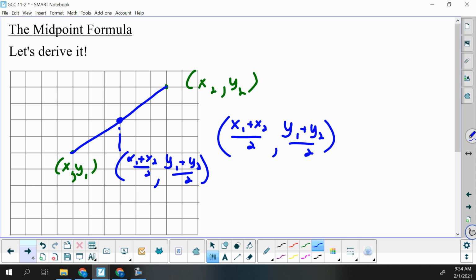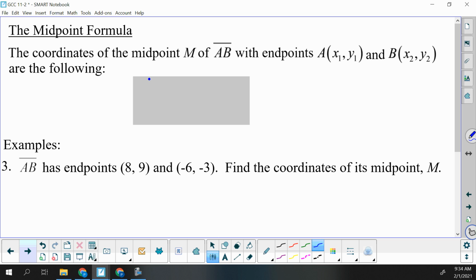So let's go down to the bottom and we'll write that in the box. That is our midpoint formula. So you add your x's, divide by 2, and that gives you the x part, comma. Add your y's, divide by 2, and that gives you your y part. So you're just averaging the x's and averaging the y's to get the midpoint.